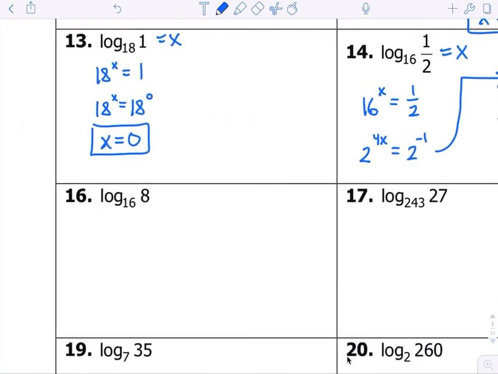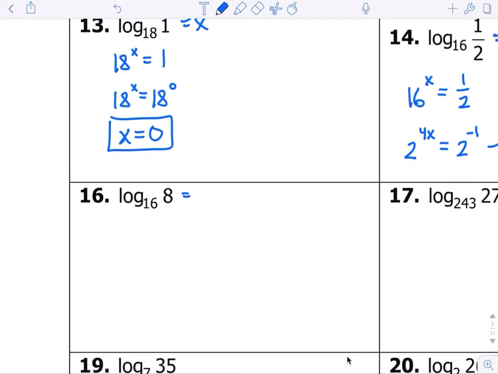16. Set it equal to x, and let's get into exponential form. So 16 to the x power is equal to 8. They both can be a base of 2, so 2 to the 4th times x is 2 to the 4x is equal to 2 to the 3rd. They have the same base, so 4x is equal to 3. Divide both by 4, x is equal to 3/4.